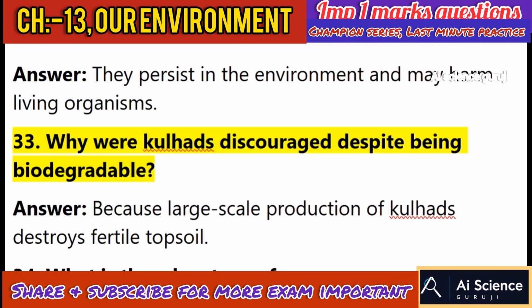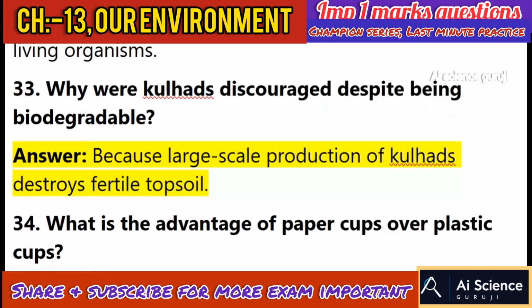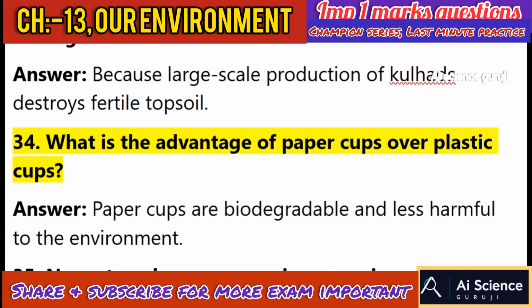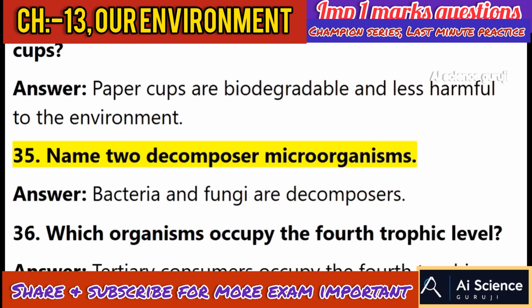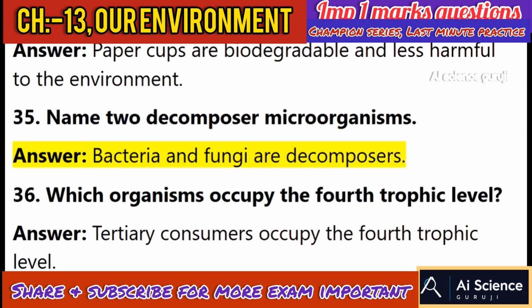33. Why were coal hods discouraged despite being biodegradable? Answer. Because large-scale production of coal hods destroys fertile topsoil. 34. What is the advantage of paper cups over plastic cups? Answer. Paper cups are biodegradable and less harmful to the environment. 35. Name 2 decomposer microorganisms. Answer. Bacteria and fungi are decomposers.